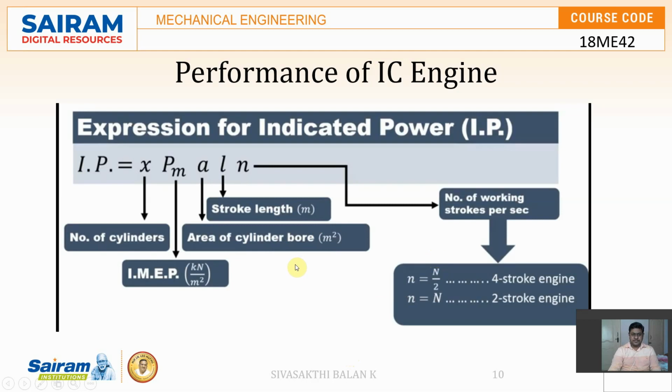where x is the number of cylinders, pm is the mean effective pressure, l is the stroke length, and a is the area of the cylinder. And small n is nothing but the number of working strokes per second. It varies for a 4-stroke engine as well as a 2-stroke engine. For a 4-stroke engine, small n is equal to capital N divided by 2, where N is the number of revolutions per minute, and small n for a 2-stroke engine is equal to the number of revolutions per minute.